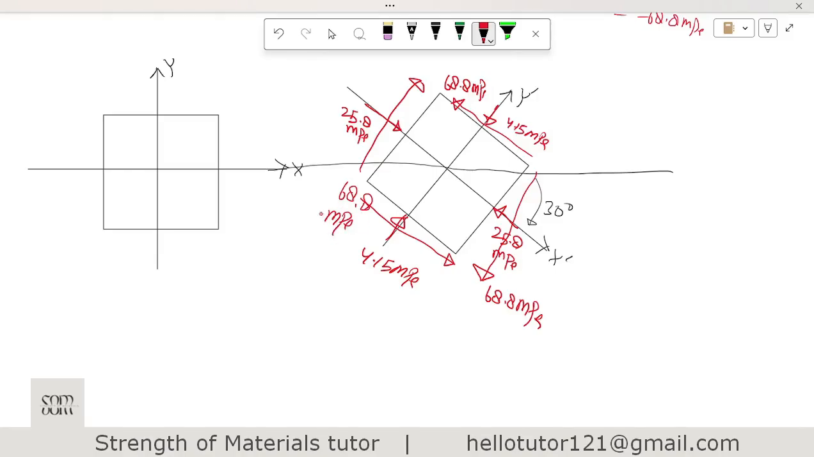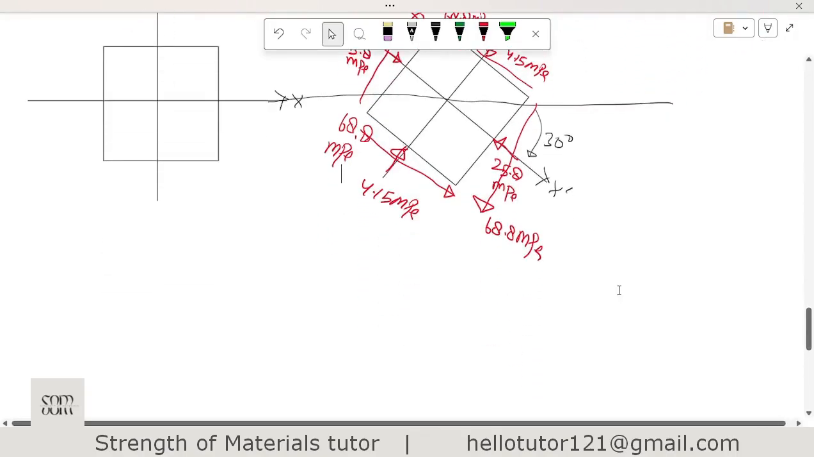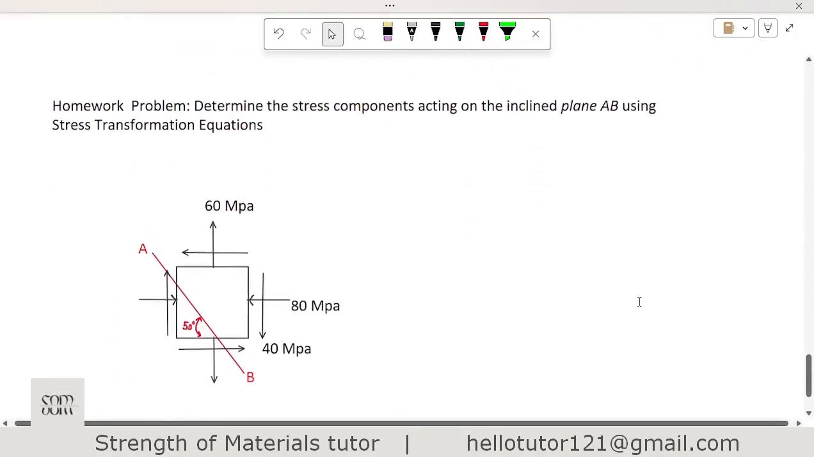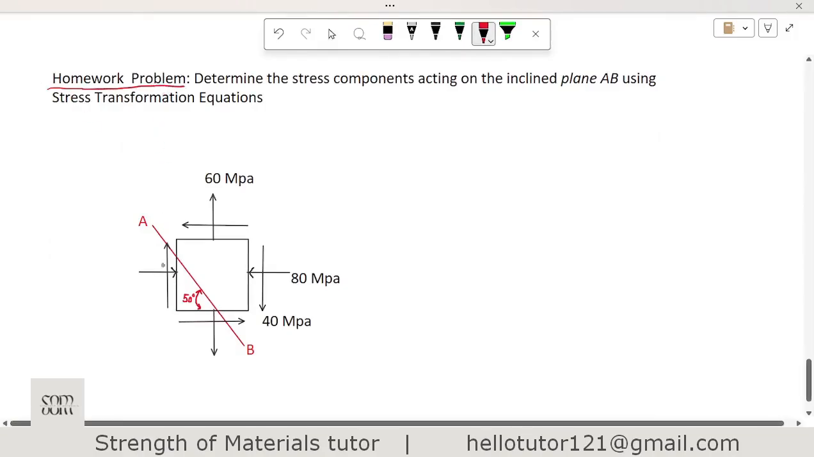I hope you understand everything. If you have any doubts, you can comment. This is your homework problem, so try this, and in the next class I will provide the solution of this.